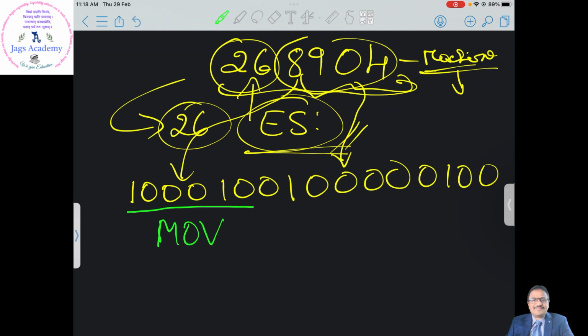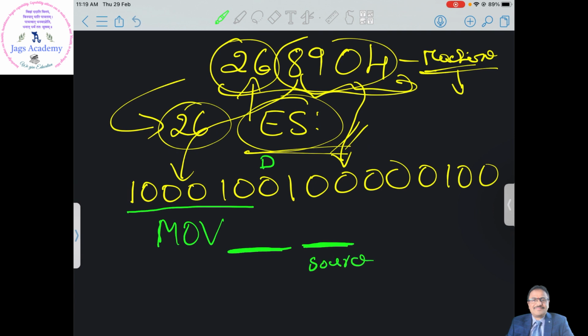Okay. Now you see here, your D bit is 0. D bit is 0 means data is coming from the register. Okay. Now you see data is coming from the register. That means you don't get any register value here. Coming from the register means the next will be your register. That is, your source is the register.